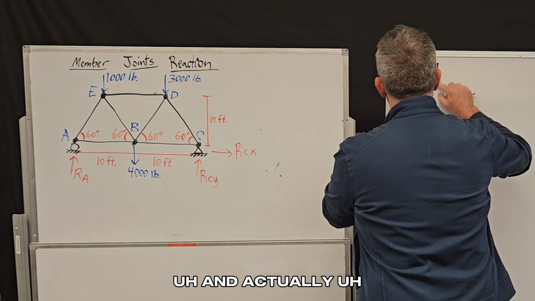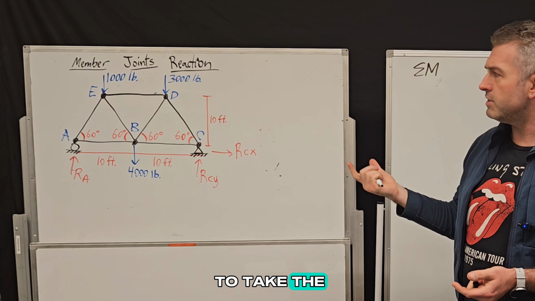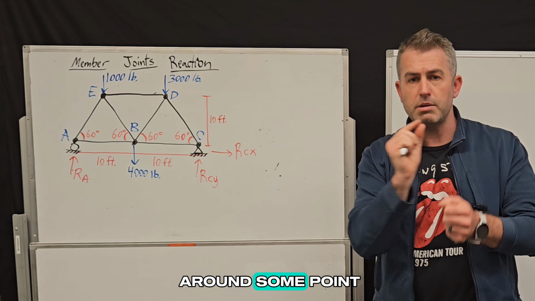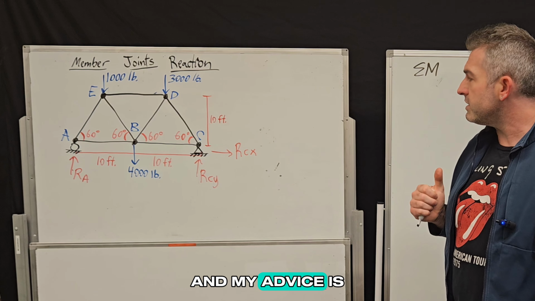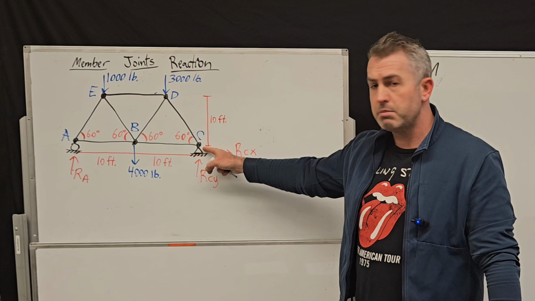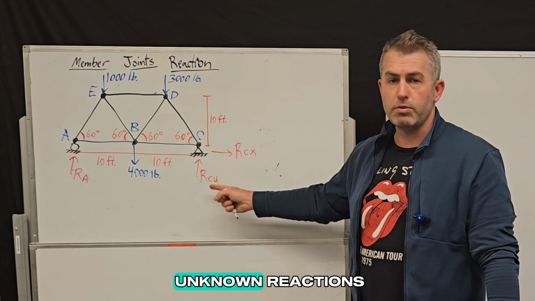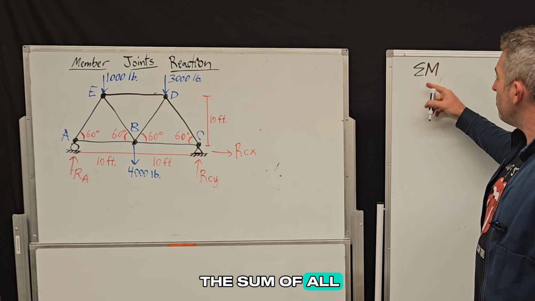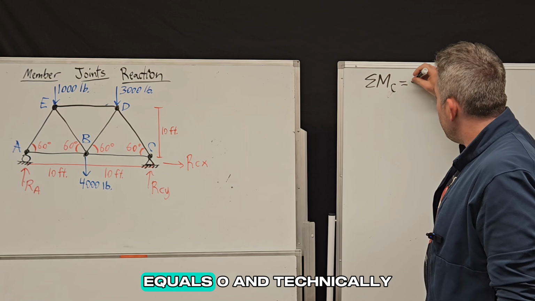And actually, where am I going to take the sum of all moments around? So we remember a moment is a rotation around some point. And my advice is always pick the support that has 2 unknown reactions and take the moment around that. So I'm going to say the sum of all moments around point C equals 0.